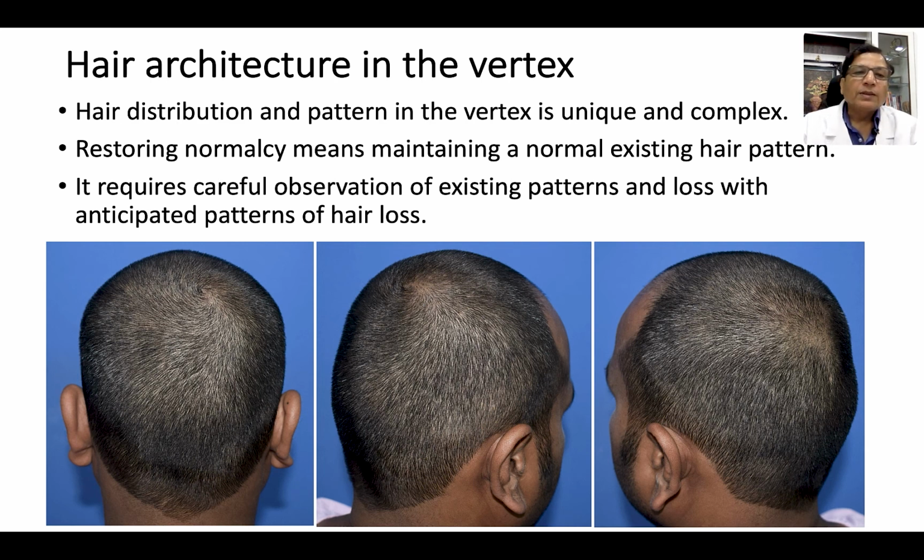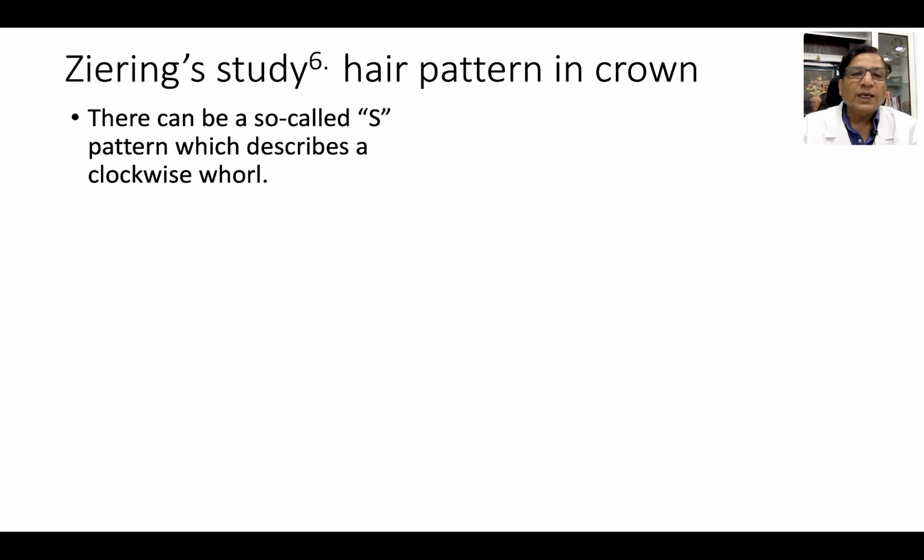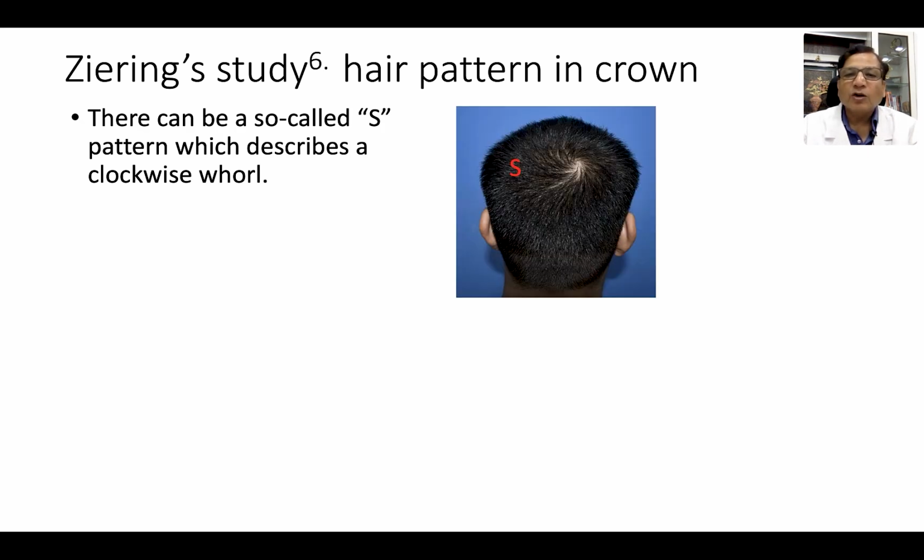So Ziering's study has given a classification. There is the S pattern, which describes a clockwise whorl. Here the whorl is clockwise. Hairs are going like this, here going like this. So it's called the S pattern, or clockwise.